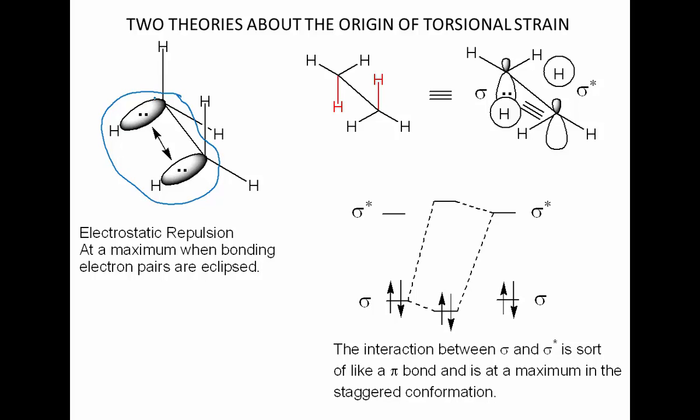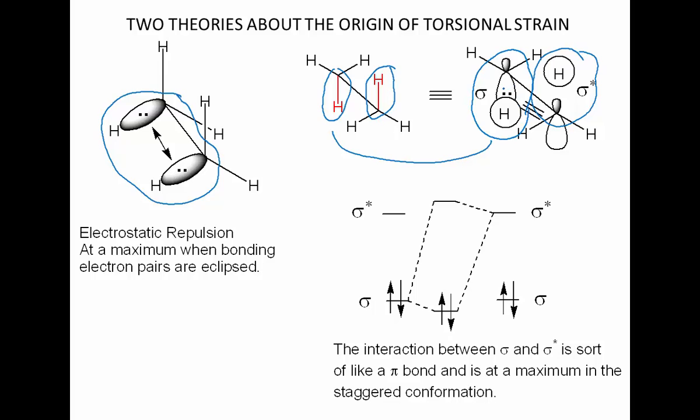Okay, so in staggered we can have this weak molecular orbital interaction between the sigma star of this CH bond right here and the sigma of this CH bond right here.